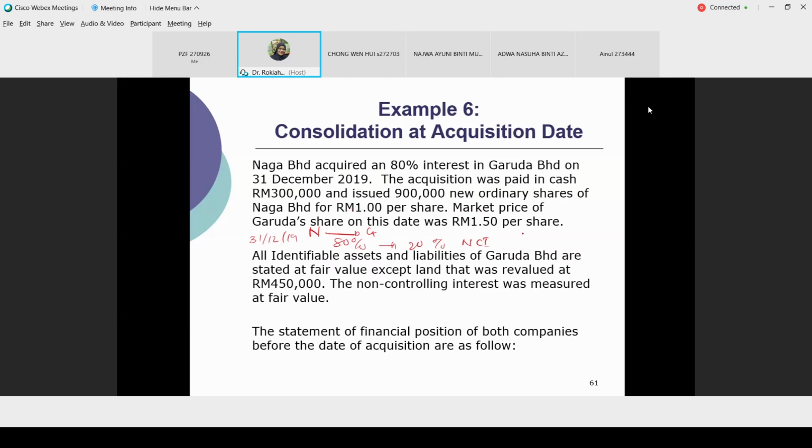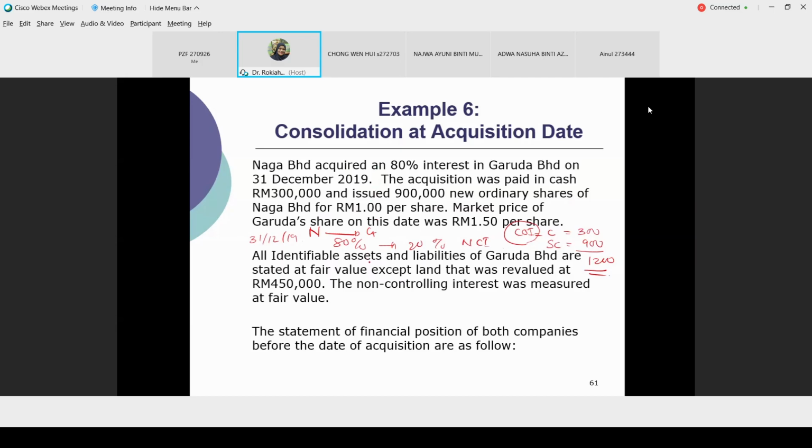So the consideration, the COI, here uses cash of 300. Then the share capital issued is 900 at 1 ringgit per share. So altogether you have 1.2 million, and that 1.2 million is the COI. The market price of Garuda shares on this date was 1 ringgit 50 per share, so this is the market value of the company of Garuda.